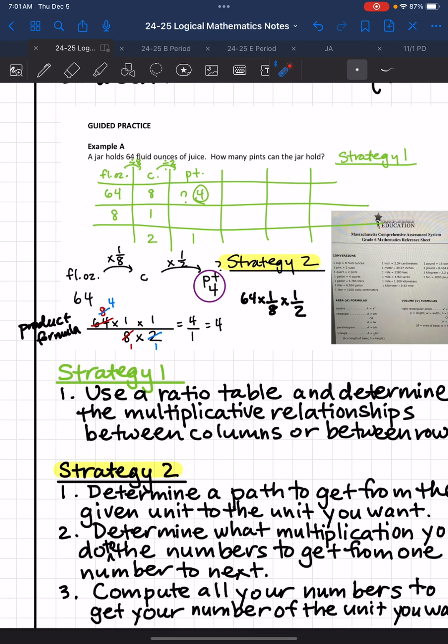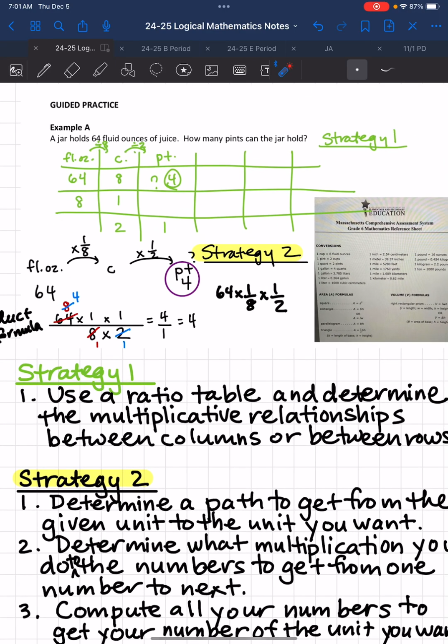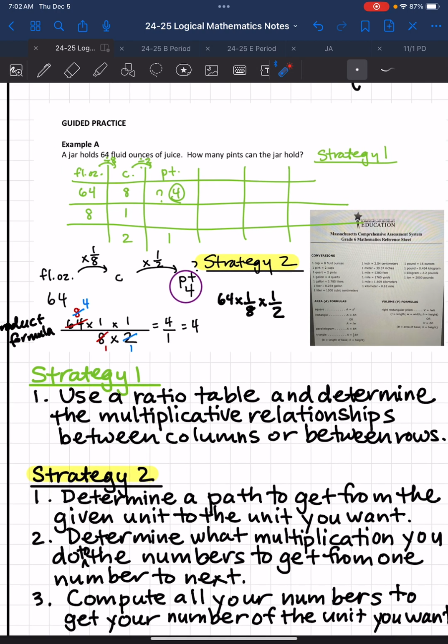All right. Some people like to use ratio tables, so I'll show you how to do it with a ratio table. But this involves a little bit more thinking. However, it might be helpful to organize it this way. So you have choices whenever you are solving problems, so I want to give you another choice. All right, you're going to use a ratio table, and you know ratio tables are collections of equivalent ratios. And we're going to determine the multiplicative relationships between either the columns from fluid ounces to cups, or between the rows. So you can go between the rows if you'd like. All right. Let me just show you what was not given to us.